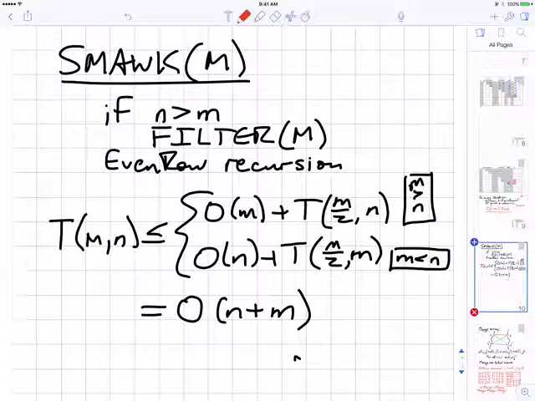Yes, in the back. Shouldn't there be a log factor in the... log n by n? No, there are no log factors in here. So the reasoning is that when I'm in this regime, every time I recurse, m goes down by a factor of 2. So I get a descending geometric series. And when I'm in this regime, in every iteration, n is going down by a factor of 2. So I get a descending geometric series. So the logs just vanish.